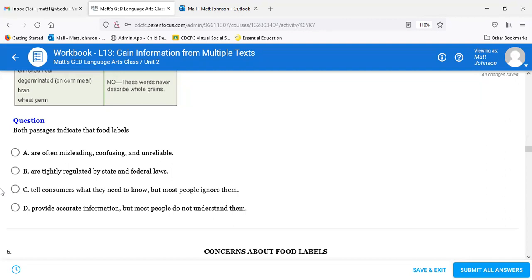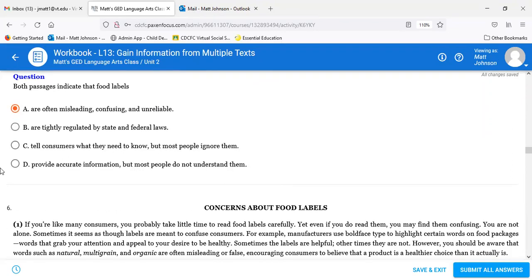Is it A? Yeah, A, right? The article states that there's misleading information on labels. And then the second passage there with the table indicates that as well. Just because something says something on a package, what does it actually mean? What to look out for? 5 is A.